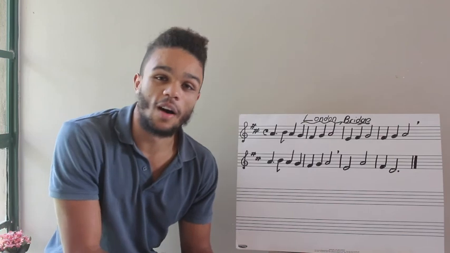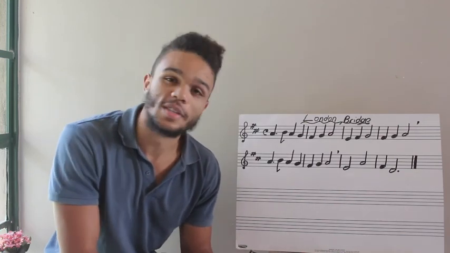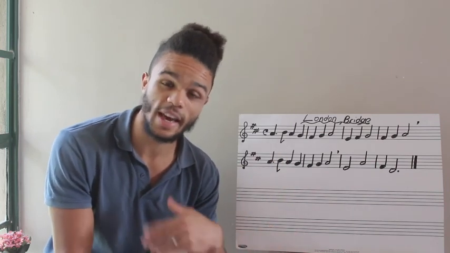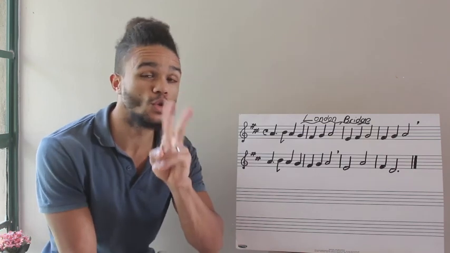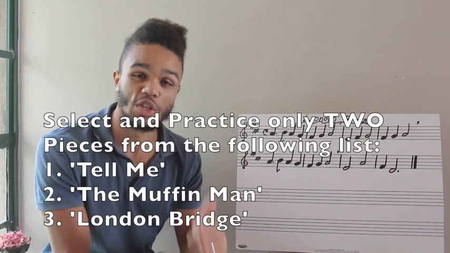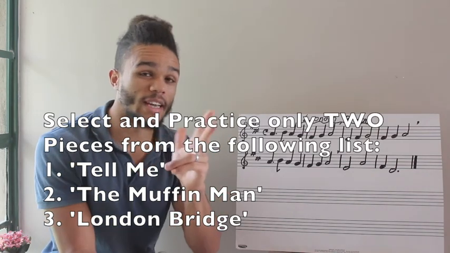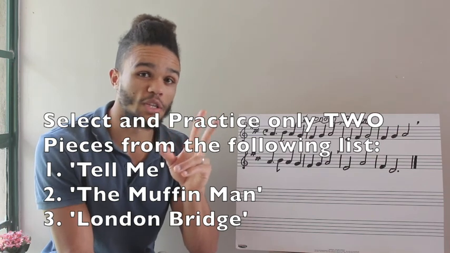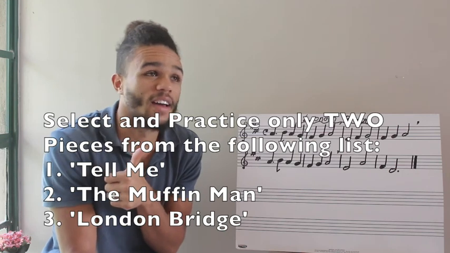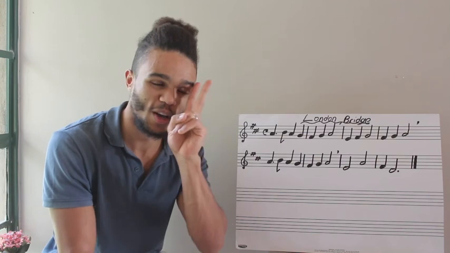So that was our last lesson before your half-term assessment. So what I want you to do is take these next 2 weeks to go practice the piece. So this week and next week, you're going to practice 2 pieces of your own choice, but only 2 that we've done this term, which are Tell Me, The Muffin Man, and London Bridge. So you get to pick any of those pieces, but you have to pick 2. Don't just pick, I learned the Muffin Man and I didn't learn anything else. That will not be a good excuse. I want you to learn 2, okay?